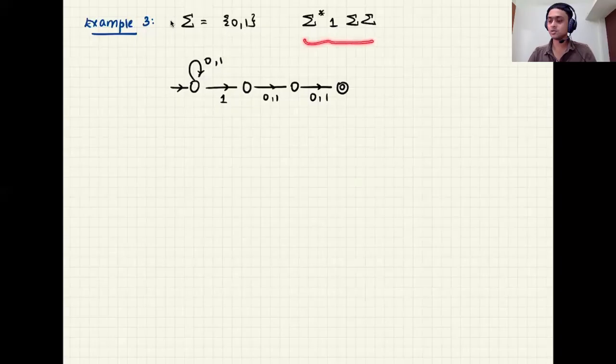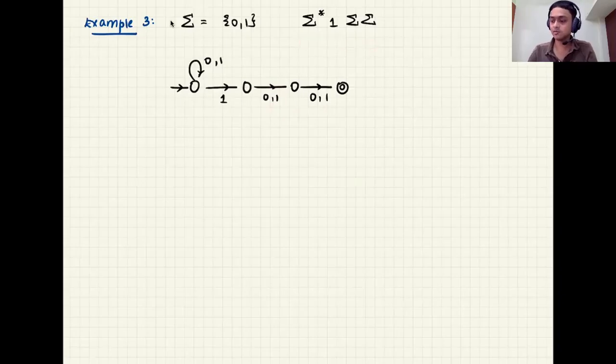Now let's see. This is the example sigma star 1 sigma sigma. I just took 0, 1 for a change, instead of a, b; it doesn't matter. So how do we look at an NFA for this? Just look at the sigma star. I keep reading 0, 1, and at some point I'm going to guess the right thing, which is my 1, after which I'm going to see exactly 2 letters. So this is the NFA for this language.